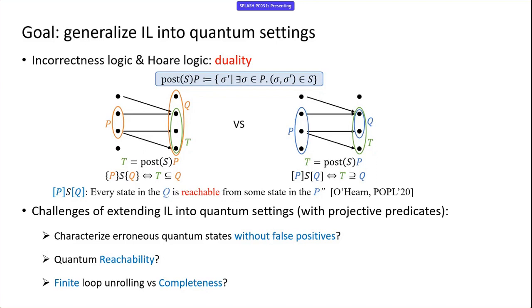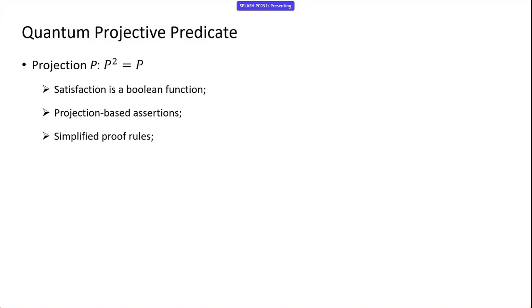So now we will address these problems one by one. But before that, I would like to introduce something about quantum predicates and quantum programs. Here, we just adopt the convention from applied Hoare logic or dynamic assertions that uses a projection to work as a predicate. A projection is a linear transformation from a vector space to itself such that the square of P equals itself. So here are some advantages of choosing projection as a predicate.